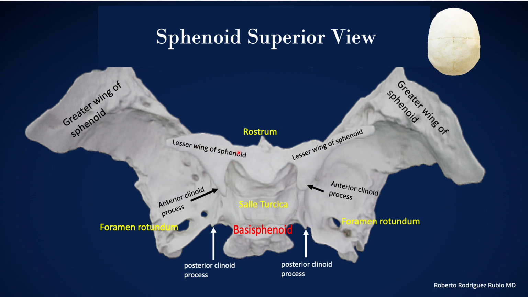Here you can see the lesser wing of the sphenoid, the top of the greater wings of the sphenoid here. Here's that sella turcica right here. Basisphenoid right in the back. You can see that foramen rotundum here, posterior clinoid process, anterior clinoid process. So you can imagine someone sitting in this sella turcica, right, in the saddle, and they're holding on to those anterior clinoid processes. And the dorsum sellae forms the back of that.